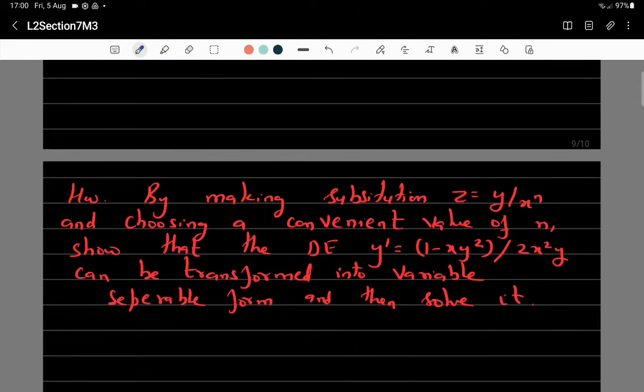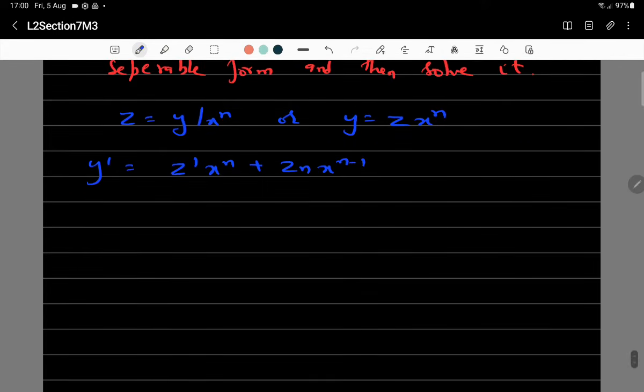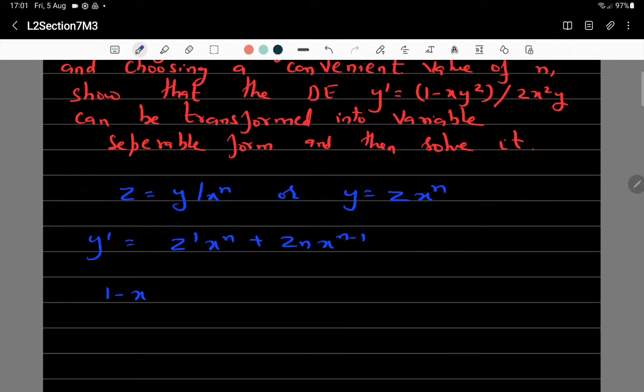So to begin with, we must use this substitution which is given. We have z is equal to y by x raised to the power n, or y is equal to z x raised to the power n, which means that y dash is z dash x raised to the power n plus z n x raised to the power n minus 1. Now the value of y dash is given. So y dash is (1 minus xy square) divided by 2x square y, and this is z dash x raised to the power n plus z n x raised to the power n minus 1.